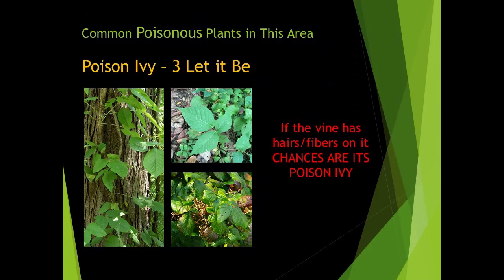Okay, now for the next several slides, I'm going to cover all the most common poisonous plants in this area, when I say this area, I mean central North Carolina. And I'm going to start with one of the most popular, talked about ones. Everybody hears of it. If it's three, let it be: poison ivy. It's a vine. It could be growing on the ground too.